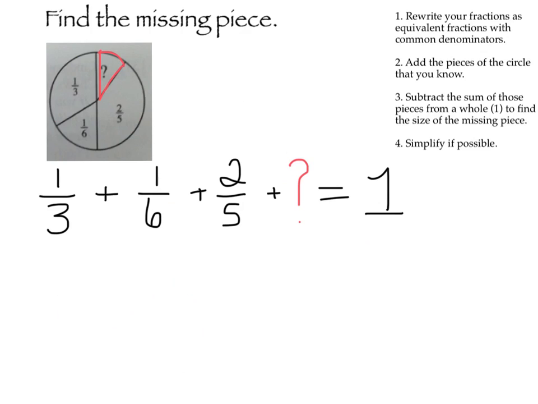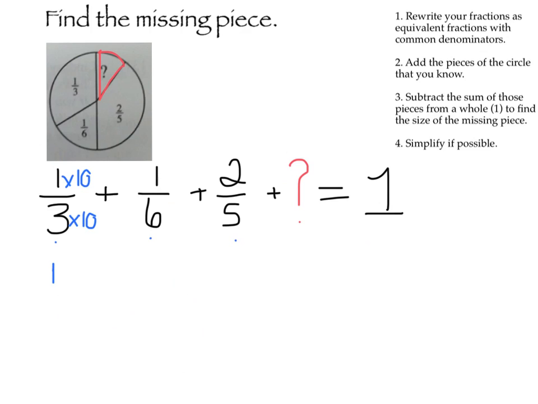Okay, so in order to find that piece, we need to first rewrite our fractions as equivalent fractions with common denominators. So now you should be thinking, what number does 3, 6, and 5 go into? What's a common multiple of those three? How about 30? All right, I can turn thirds into 30ths by multiplying by 10. If I do it to the bottom, I better do it to the top.